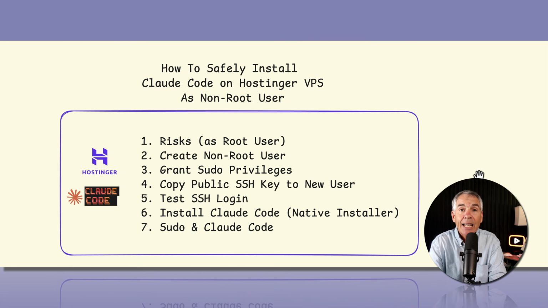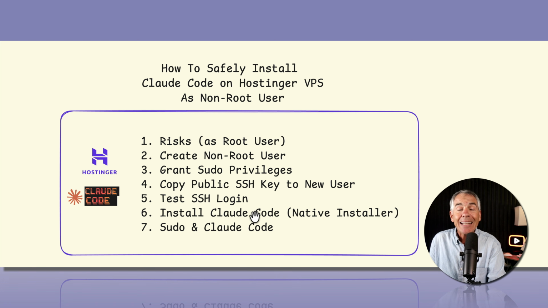So here is exactly what we're about to do. We're going to create a new non-root user. We are then going to give our new user sudo privileges so it can act like the root user whenever it needs to. We then need to copy the public SSH key to the new user. That's going to allow us to remotely access as the new user. We're going to test the SSH login just to make sure it works.